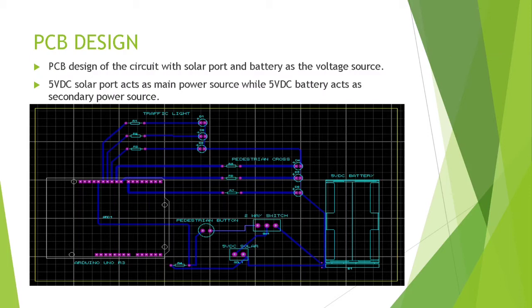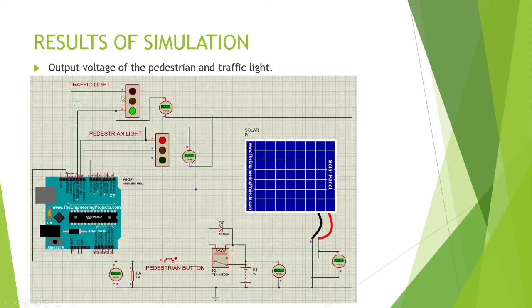After doing the simulation, this is how the PCB design looks like, and this is the output voltage at each of the LED, power source, and the button when measured using a DC voltmeter.